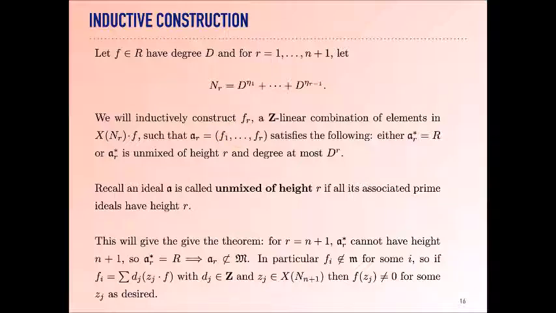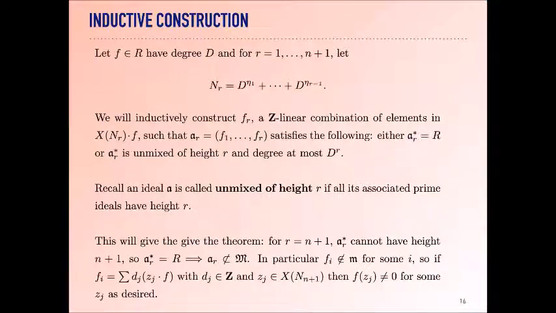So we're going to construct F_R in each step. In other words, we're going to choose an element, some translate of F, and a linear combination of those, such that the ideal A_R generated by F1 through FR satisfies one of the following. Either A_R star is unmixed of height R, or A_R star is equal to R, the full ring. So when I do this trick of extending and then contracting, I actually get the whole ring, or it's unmixed of height R and degree at most d to the R.